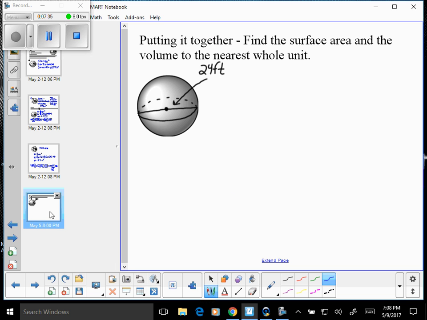Okay, so what are they usually going to ask me? They're going to ask you to put it together. They're going to show you a sphere and say, okay, here's the sphere. Now find the surface area, and then find the volume to the nearest whole unit. It really doesn't matter which one you do, but as long as they say surface area first, that's where I'm going to go. So surface area, and I would probably note that surface area is 4 pi r squared.